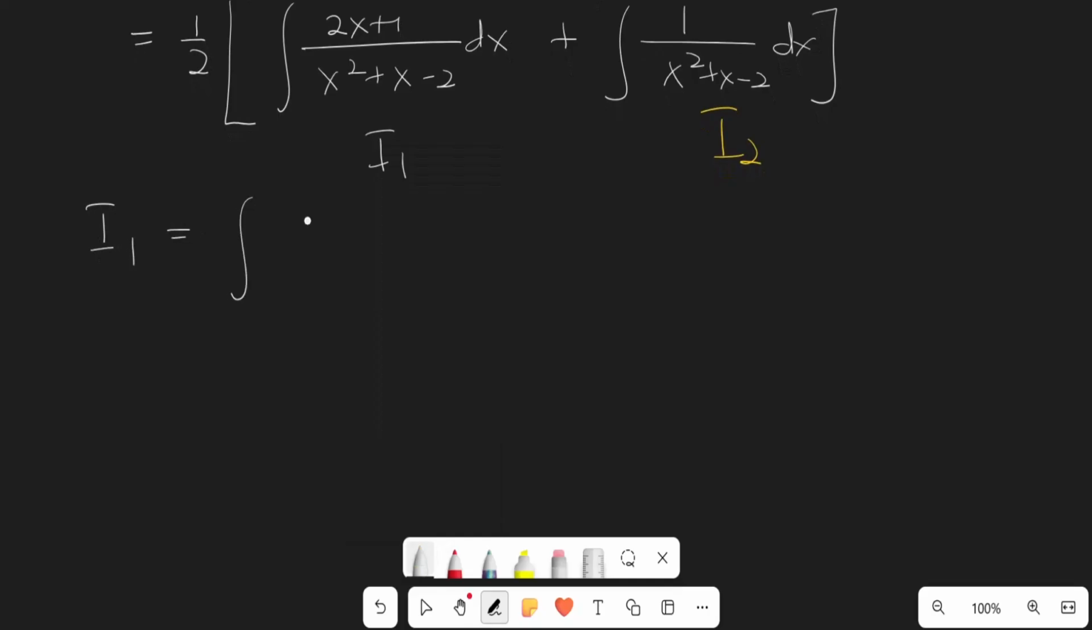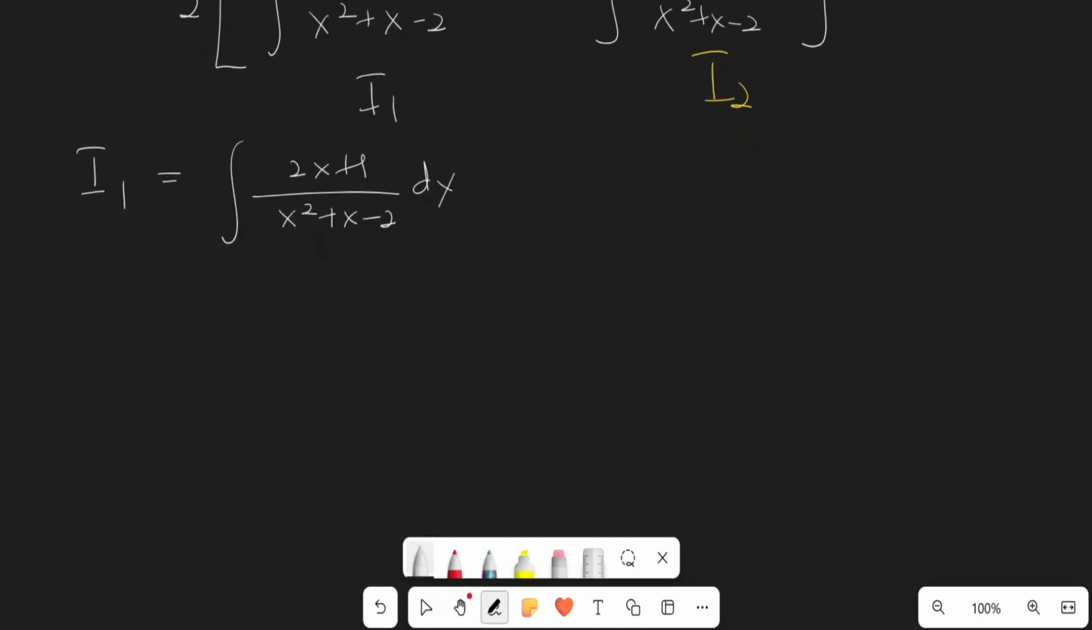I1 is equal to the integral of 2x plus 1 all over x squared plus x minus 2 dx. This is a u sub, and this is just the natural logarithm of the denominator. Whenever you are integrating and you differentiate the denominator, and that is exactly what is in the numerator, then the answer for that integral is just the natural logarithm of the denominator. So this is a very simple trick. If I differentiate x squared plus x minus 2, I get 2x plus 1.